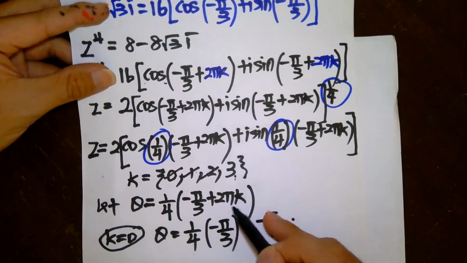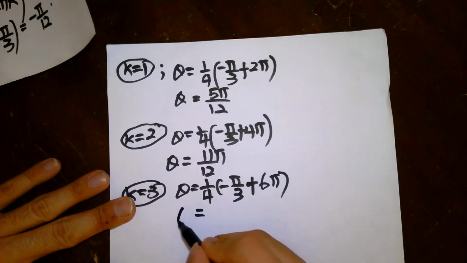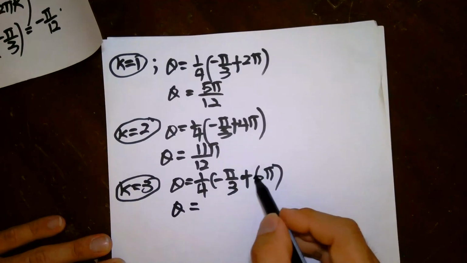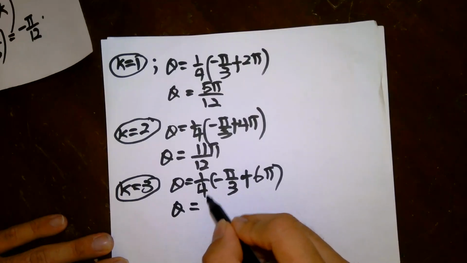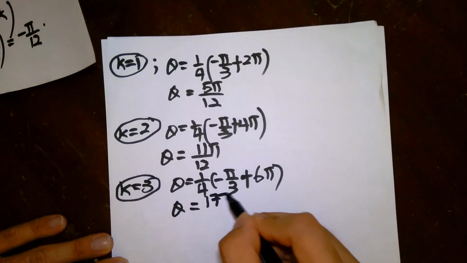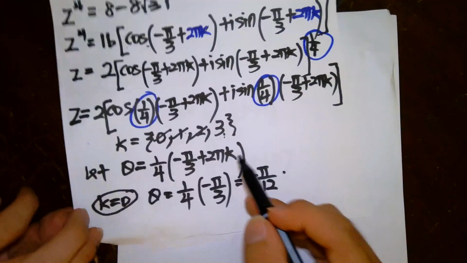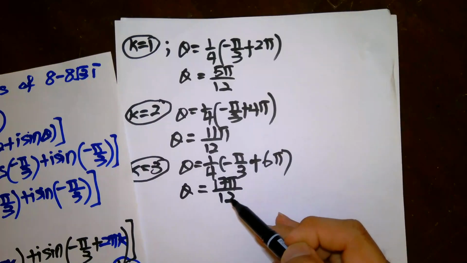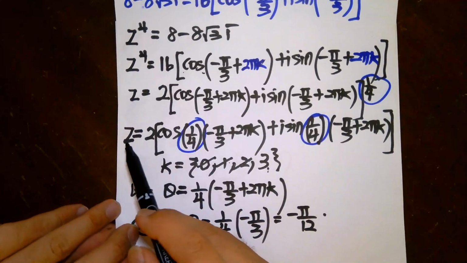3 times 2, 6 pi. So you're getting 6 pi here. So your fourth theta will be negative 18 minus 1, 17 over 3, plus one quarter times that, which will be 17 pi over 12. So now you have 4 different values of theta: negative pi over 12, 5 pi over 12, 11 pi over 12, 17 pi over 12. So these 4 different values of theta will produce 4 different roots.